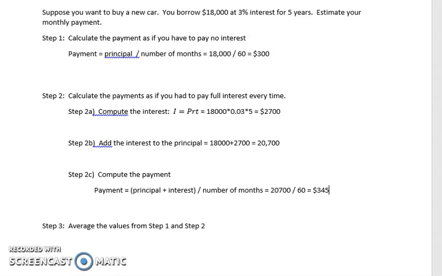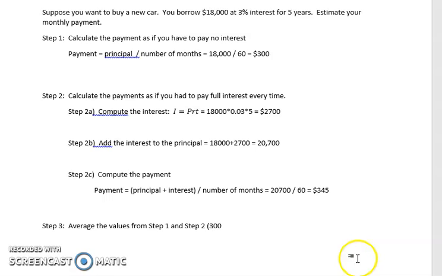All right, so the reality is this first number is too low because, of course, we're going to have to pay some interest. So 300 is too low. 345, on the other hand, is too high because 345 assumes that we're paying full interest on every single payment, and that's not the way it works because as we make payments, our principal goes down, so our interest goes down. So to get a good estimation of the final amount, we take the answer that's too low, we take the answer that's too high, and we average them.